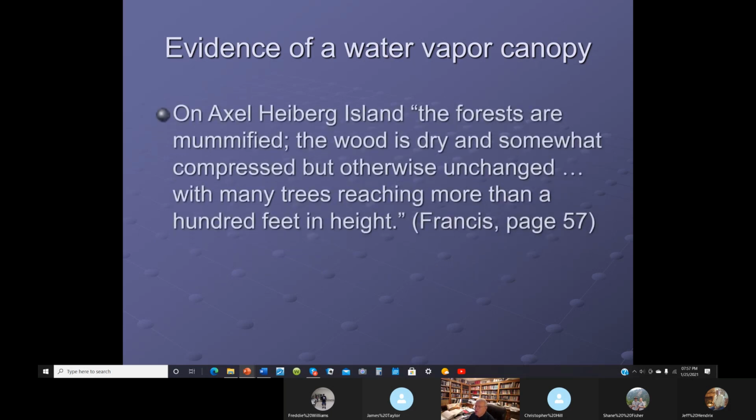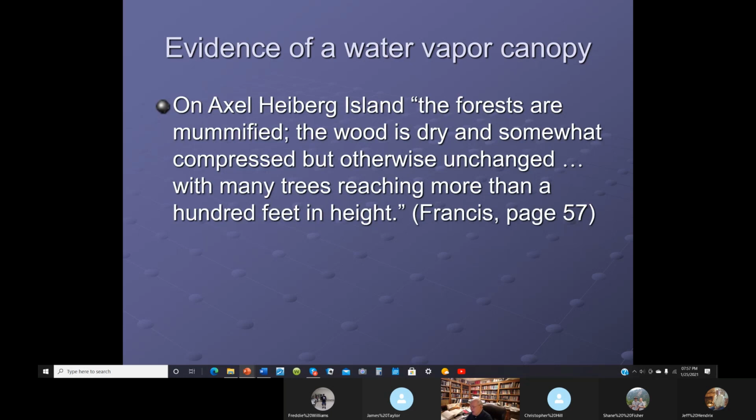Okay. In Axel Heiberg Island, that's an island up in the Arctic Ocean in northern Canada, a Canadian island, the forests are mummified. There are forests there that are mummified. Now, what would mummify something? Well, if you have the water evaporate out of the wood, it would mummify it. Now, how can you get it out?